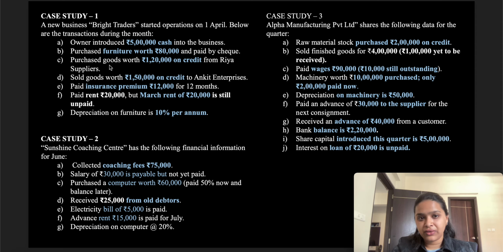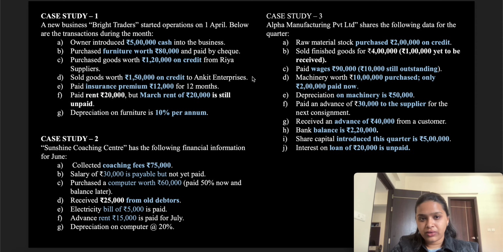Next is purchased goods worth 1,20,000 on credit from RIA suppliers. So goods purchased is inventory, because they have purchased goods to further sell, or they can use those goods to produce something. And they have purchased these goods on credit. So it means they have not paid the supplier, they have to pay it, right? So it is sundry creditors for Bright Traders.